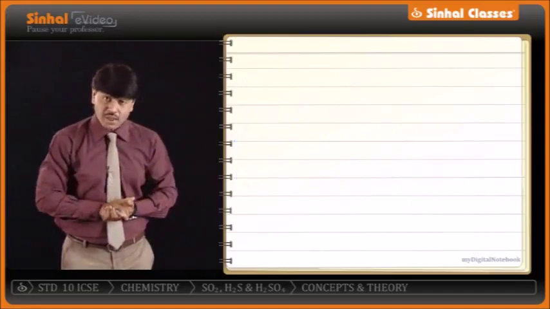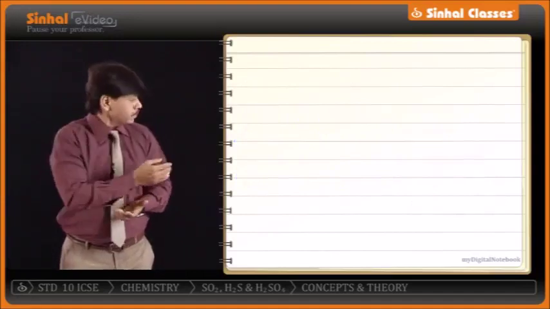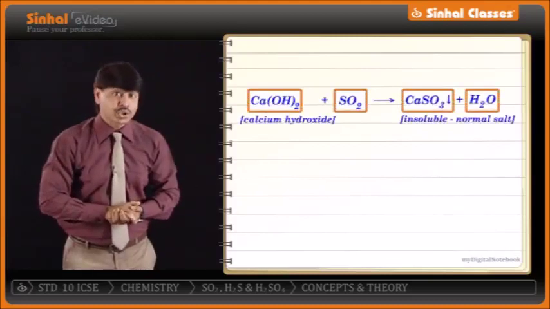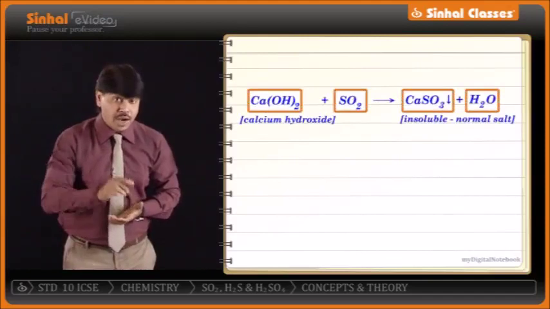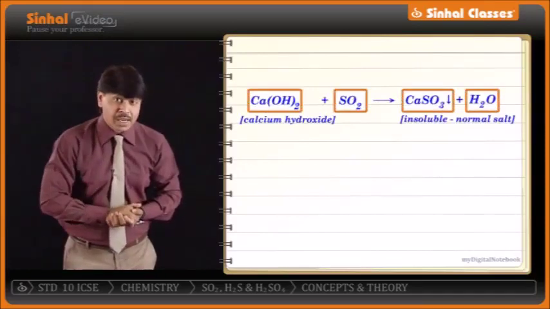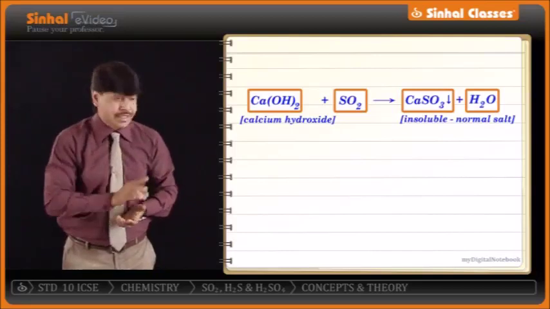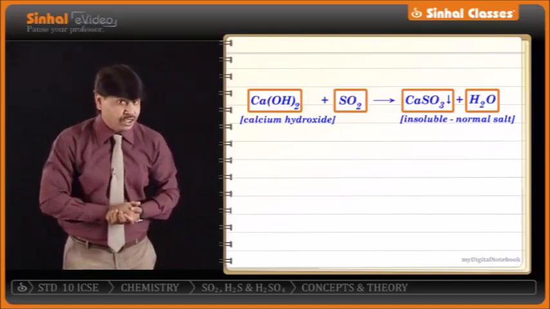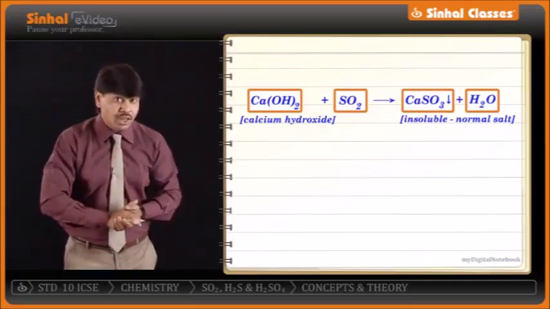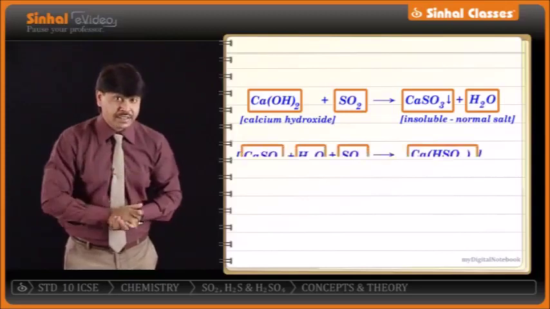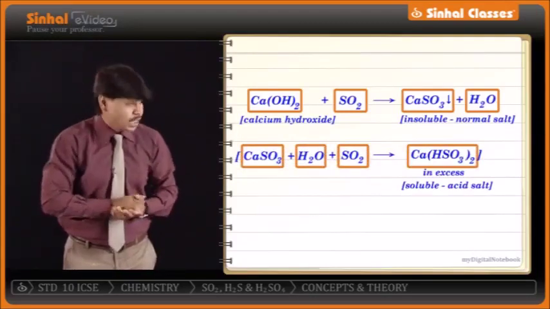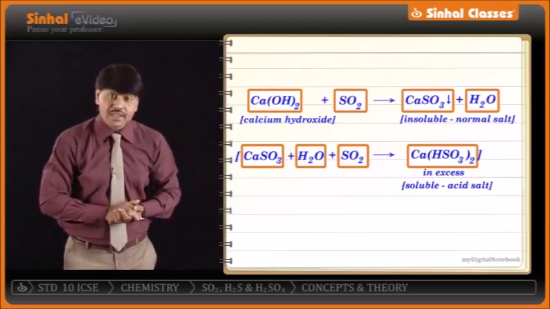If we take calcium hydroxide, which we call slaked lime, and pass SO2 gas through it, we get calcium sulfite, CaSO3, a precipitate which is insoluble, along with water. It's an insoluble normal salt. But if you take this precipitate of calcium sulfite along with water and pass excess sulfur dioxide, it will give you calcium bisulfite, Ca(HSO3)2, indicating a soluble acid salt.